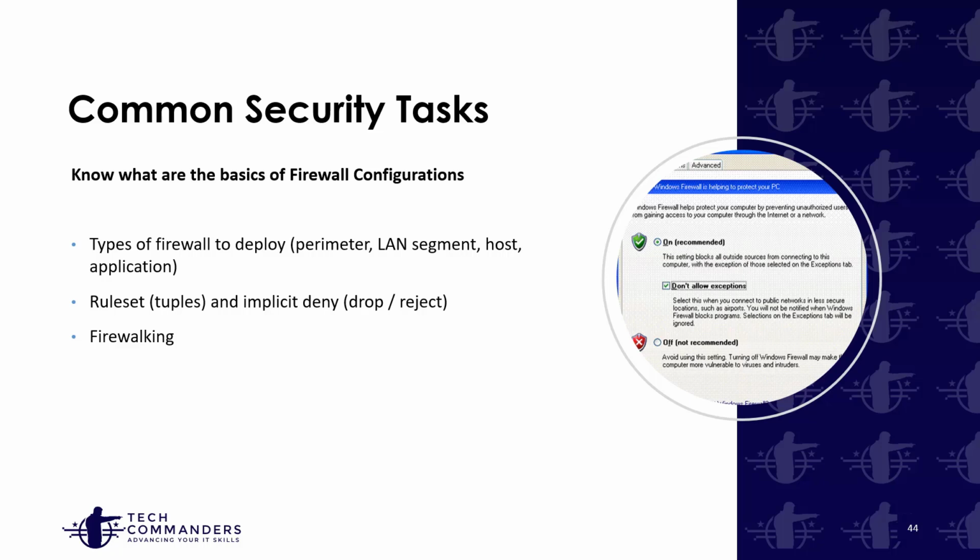Now, rule sets we'll need to configure. Tuples is another term that we would use. And then we could also have, for example, an implicit deny rule where we would drop any traffic that effectively is not allowed. In other words, it's going to drop it. There's no ands, ifs, or buts, right? So just be aware that these are some of the terms you're going to run into in the world of not only CySA, but also Security Plus if you haven't taken that.